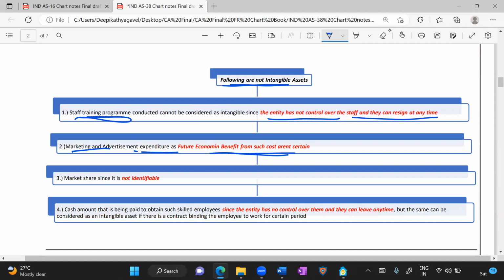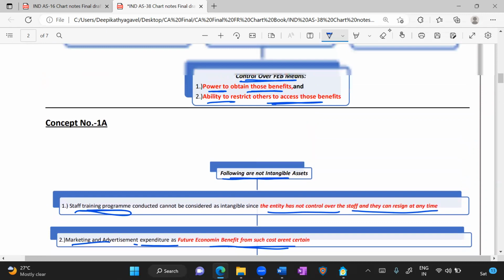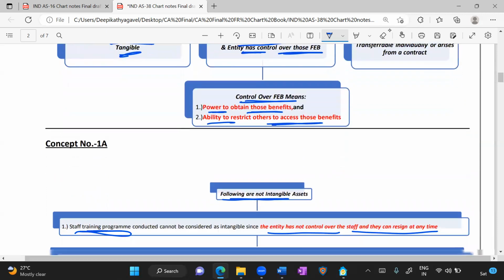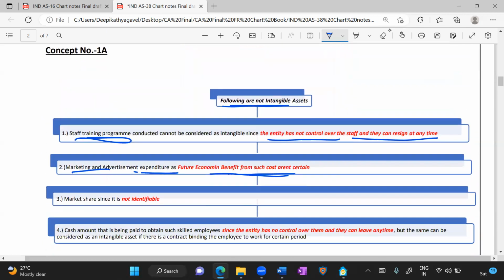So the reason this cannot be classified as an intangible asset is that there is no certainty of future economic benefit. If you again look at the definition, the second point says there should be existence of future economic benefit, and in this case I don't have certainty, so I cannot classify that as an intangible asset.